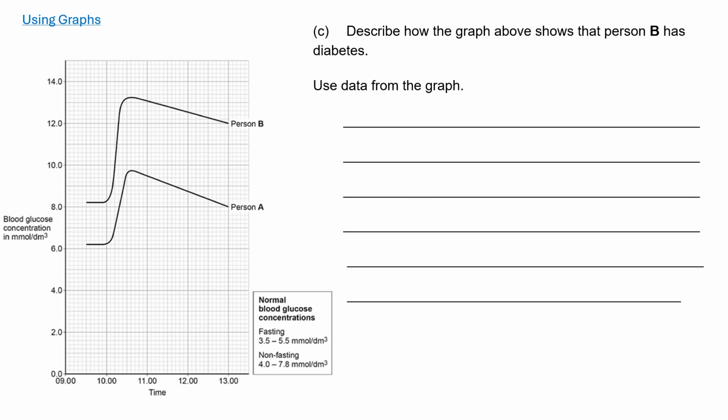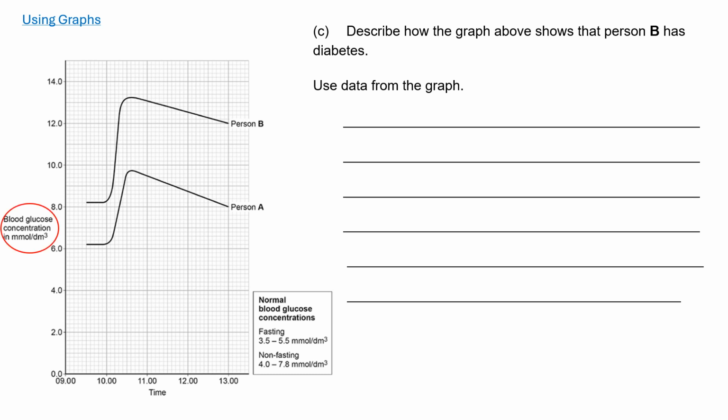Generally, graph questions like this are given where you have to describe and explain the shape on the graph. In this question, it tells you that two people were being monitored to see which one of them had diabetes. It goes on to say, describe how the graph above shows that person B has diabetes. So you need to specifically refer to the lines on the graph or specific data points. Before you do a question like this, make sure you have fully interpreted the axis labels and the key.